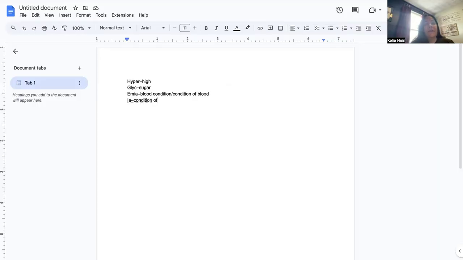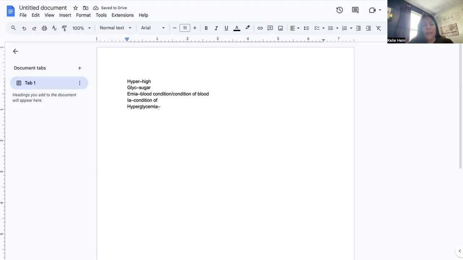So the idea here, though, is to put as many terms together as you can. So we already did hypertension, right? High blood pressure. Hyperglycemia, condition or blood condition of high sugar. Hyperlipidemia, okay, so let's put those down. Hyperglycemia. We know that this means high blood sugar.